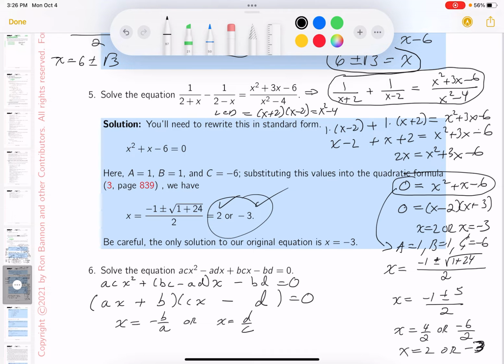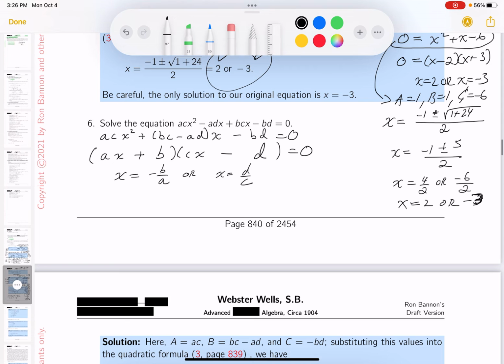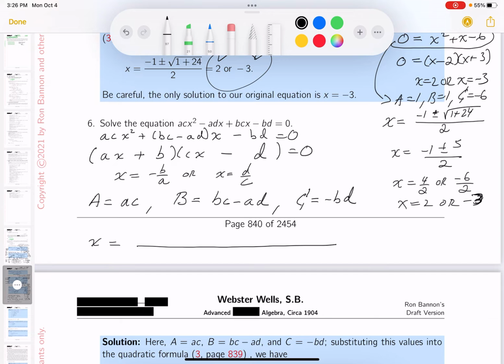I still want to use the quadratic formula, though. I'm going to push this up, and I'm going to write it down now. The big A is AC. The big B is BC minus AD. Again, I don't like the quadratic formula. And the C is minus BD. This is going to be tough. So what's x going to be equal to? x will be equal to the opposite of B. Well, the opposite of B is going to be AD minus BC. Let's see what we get next. Plus or minus. It's going to be tough.